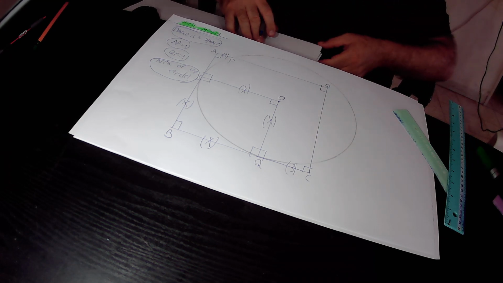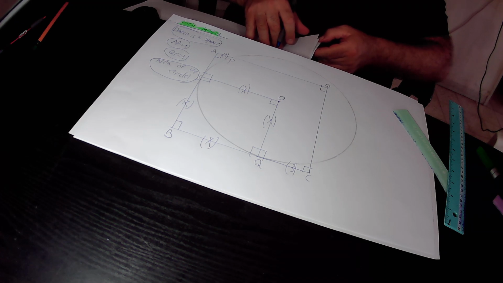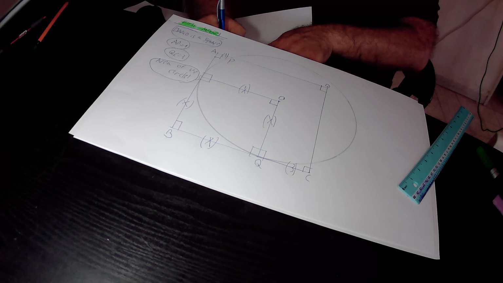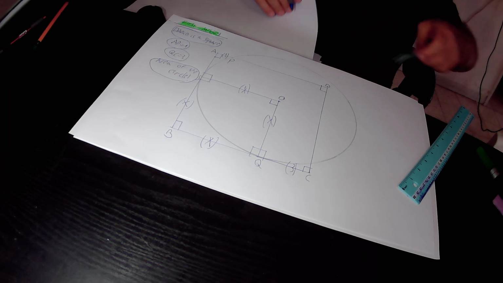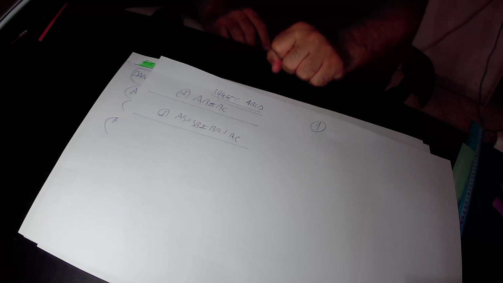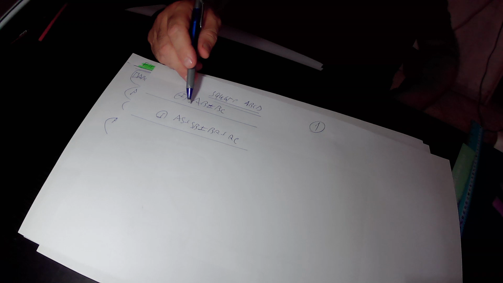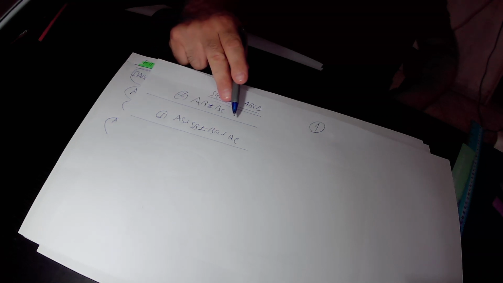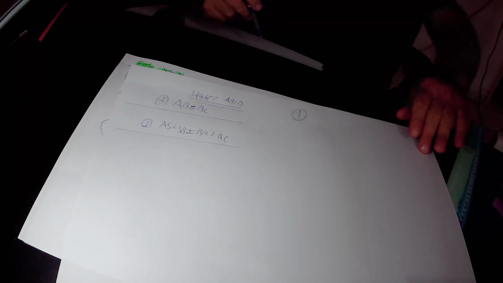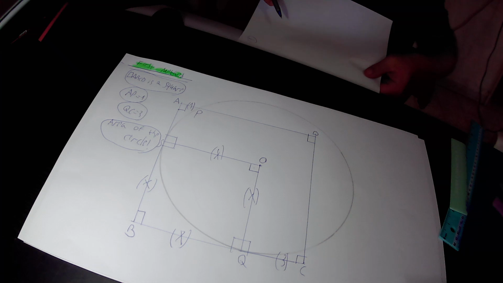So, repeat again. We know that in square ABCD, AB equals BC. But AB equals AS plus SB and BC equals BQ plus QC. So what we found out, according to equation 1, is AS plus SB equals BQ plus QC. AS is the missing side, so we leave it as it is.